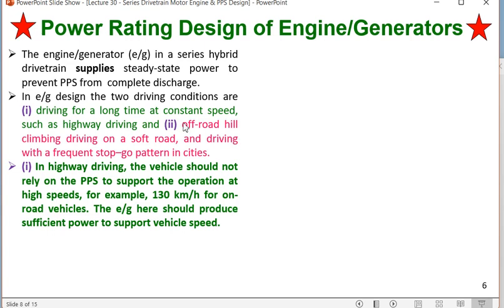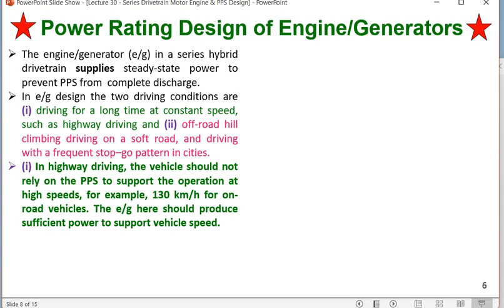And the second thing, which is more difficult, which is the main use of a hybrid vehicle, is off-road hill climbing. Hill climbing might not be done only by the primary energy source. So whenever hill climbing is there, there is a chance that the driving has to be done by two sources together. So off-road hill climbing, driving on a soft road. Soft road means again a higher value of rolling resistance comes into the picture.